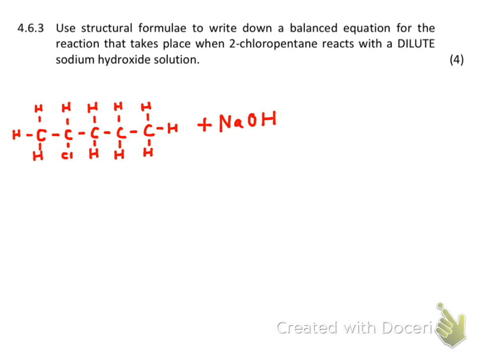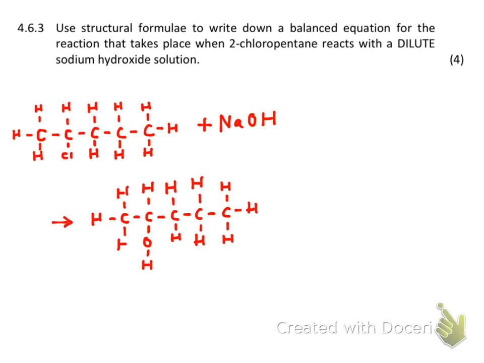using structural formula to write down a balanced equation for the reaction of 2-chloropentane with dilute sodium hydroxide. There's our 2-chloropentane and our sodium hydroxide, and that reacts to form, it's a substitution reaction, so the Cl is lost and the salt sodium chloride is formed, and the OH is substituted onto carbon number 2, so it will be pentan-2-ol.